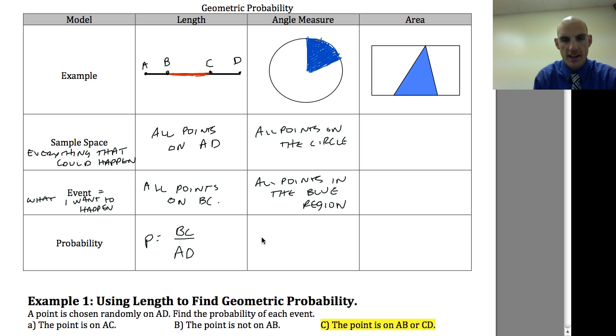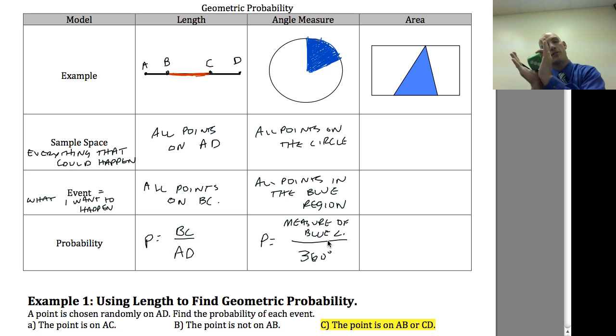And so the easiest way to do this for a circle would be to say degree measure. So I'm going to put the measure of the blue angle over 360, because that's my total number of degrees in the whole circle. So that region, say 60 or 70 or 80 degrees over 360, is going to be my probability. My sample space for this one, if I'm still trying to get it into this shaded area, is going to be all points in the rectangle.